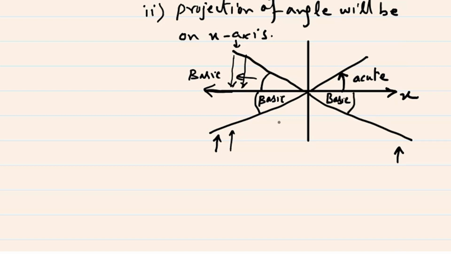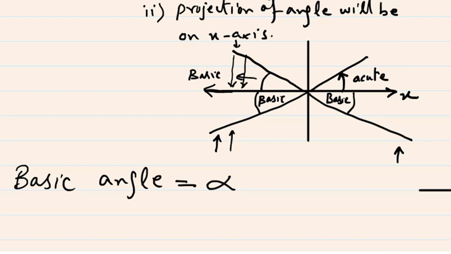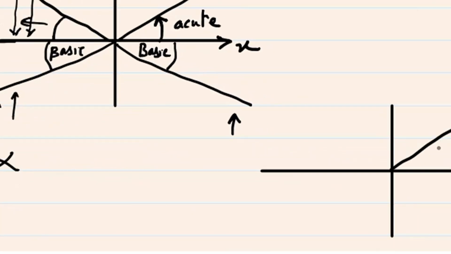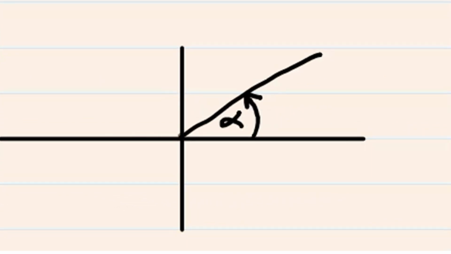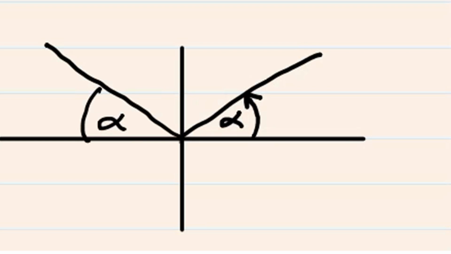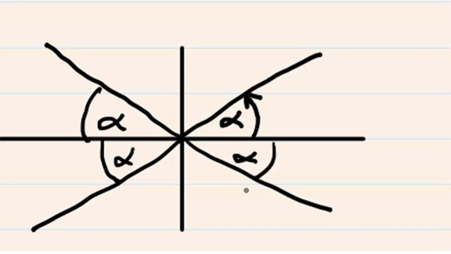So from all these four quadrants, we have learned that the angle with the x-axis in form of acute angle will give you basic angle. Basic angle is alpha. So in first quadrant, this is alpha. In second quadrant, this angle will be alpha. In third quadrant, this angle will be alpha, and in fourth quadrant, this angle will be alpha.